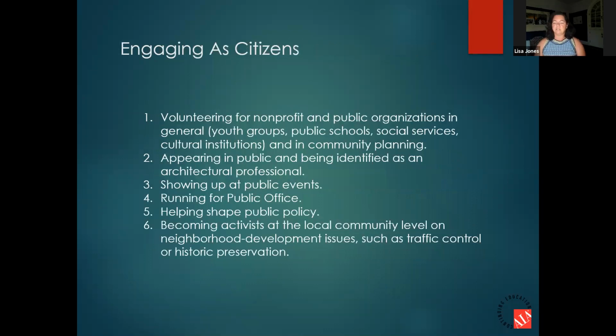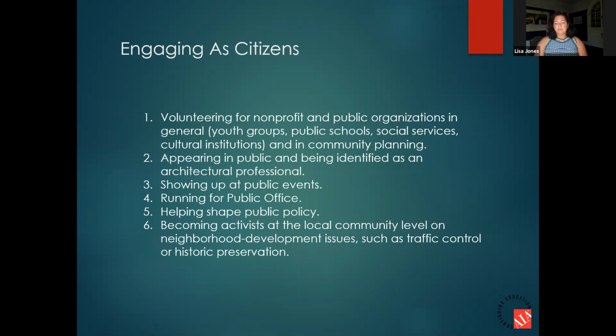Engaging as citizens. There's a variety of ways that we can engage as citizens. And this applies to students of architecture, people during their associate phases, as well as licensed architects, because it's taking what we know as creative problem solvers and as community builders and bringing those skills out into the community for the greater benefit.